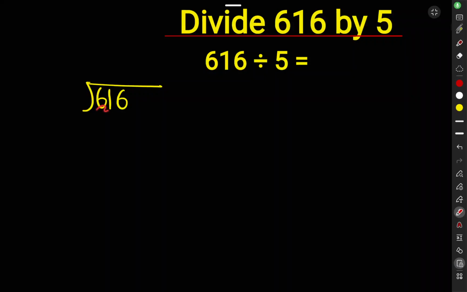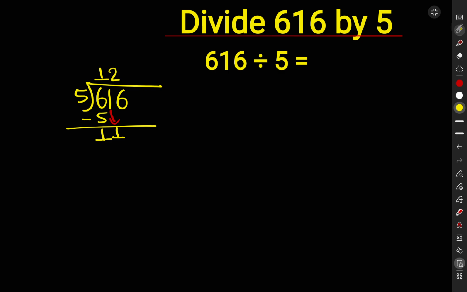We divide 616 by 5 in long division method. 5 times 1 is 5. On subtracting we get 1. So now we put down this 1 and it is 11.